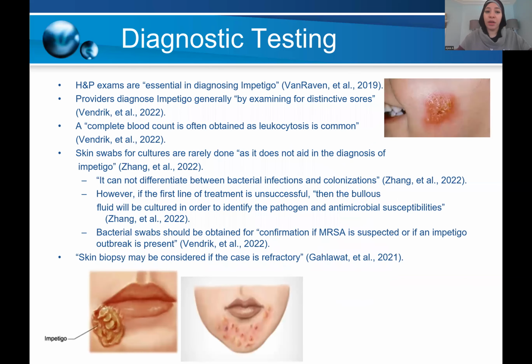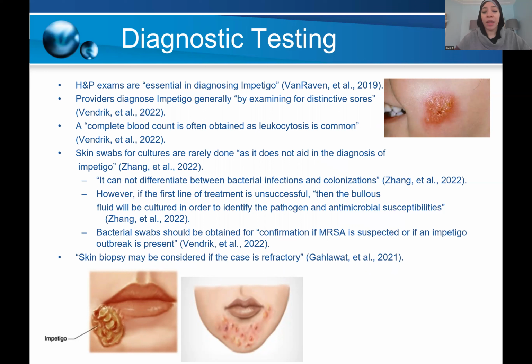So how do we diagnose impetigo? History and physical exams are essential in diagnosing impetigo. Providers diagnose impetigo generally by examining for the distinctive sores. I have provided 2 pictures of these distinctive sores that are known to impetigo, which are the pictures on the upper right side and the lower left side of the screen.